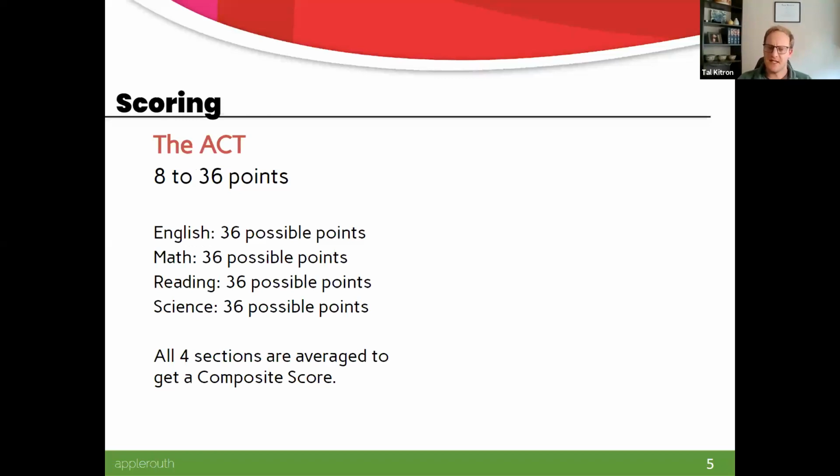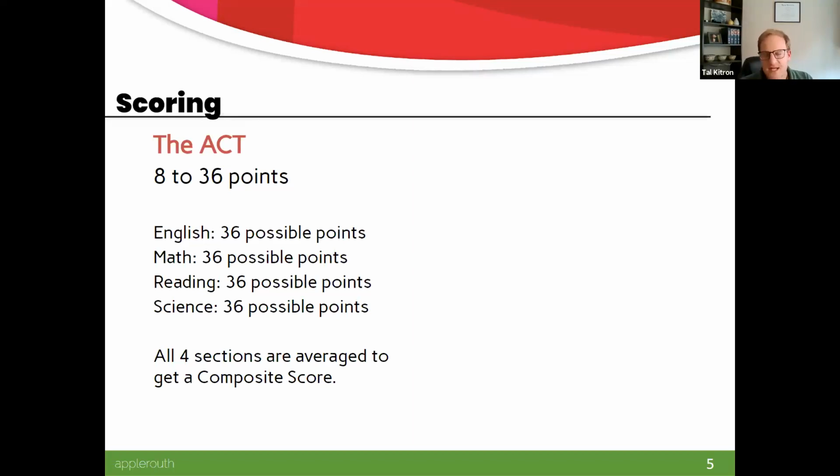So first, here's how the ACT is scored. Unlike the SAT, which is out of 1,600, it's out of a possible 36 points. That's 4 sections, each of which you can get up to 36. All 4 sections are averaged to get a composite score, which is your ACT score, and it's always rounded up. So if you average out to a 32.5, that's a 33. But if it's 32.25, that's below the half mark, that rounds down to a 32. So 32.5 and up would be scored as a 33 on the ACT.